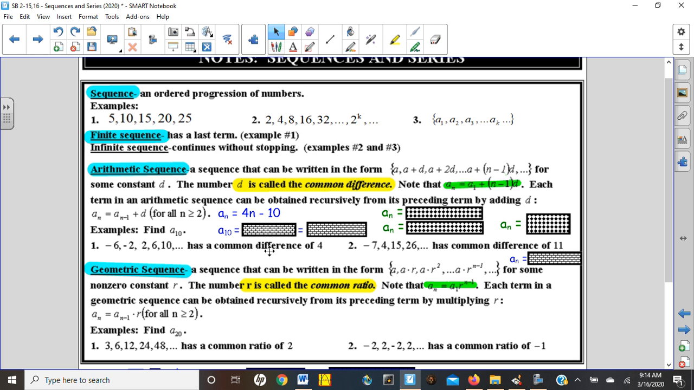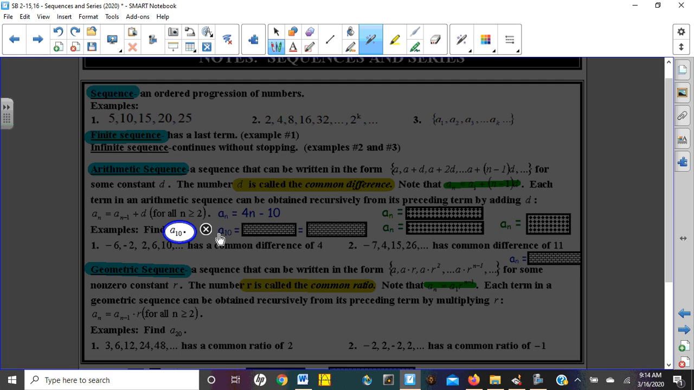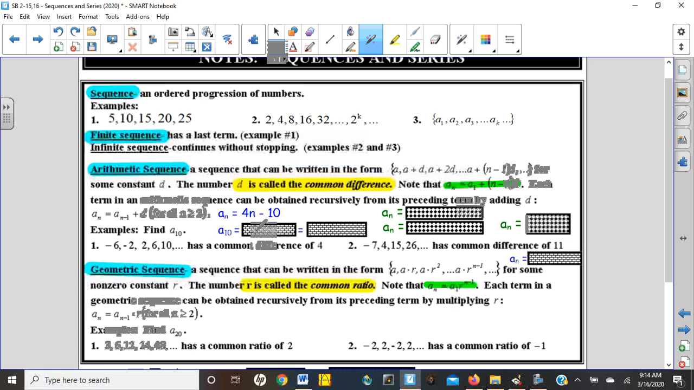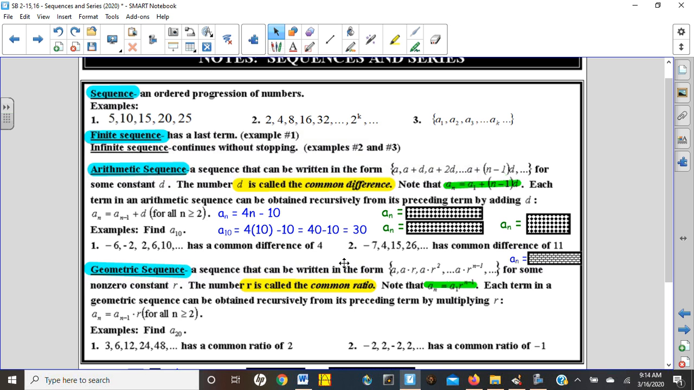And once you have that general form, it's very easy to find the 10th term, as it's asking us to do right here. What is the 10th term? We'll just plug 10 into our formula, and 40 minus 10 is equal to 30.